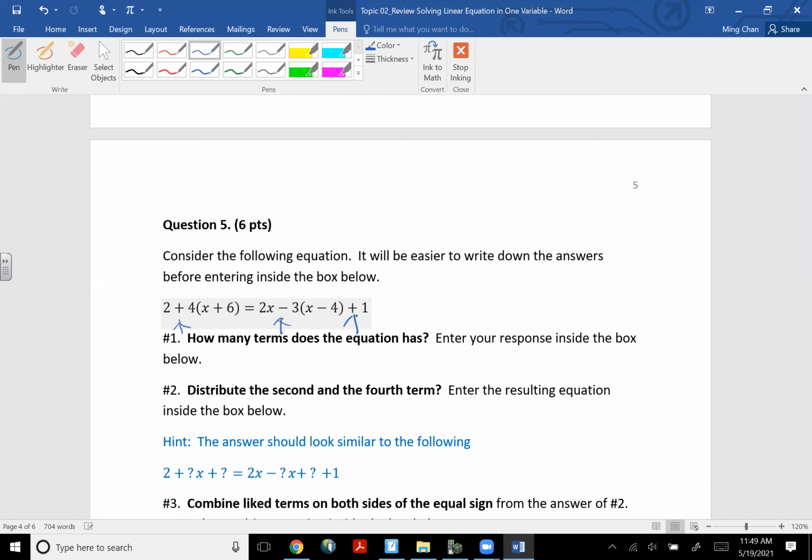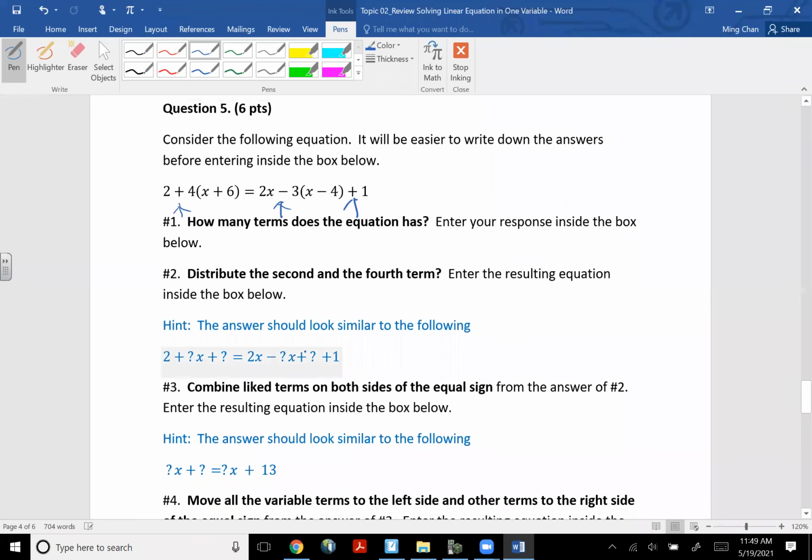Number 2, I want you to distribute the second and the third term. Distribute, and then enter your entire equation. Don't combine like terms yet. That will be the next step. Once you distribute, this is how many terms you have. So step number 3, combine like terms on the left side and on the right side, and then enter the answers for number 3.